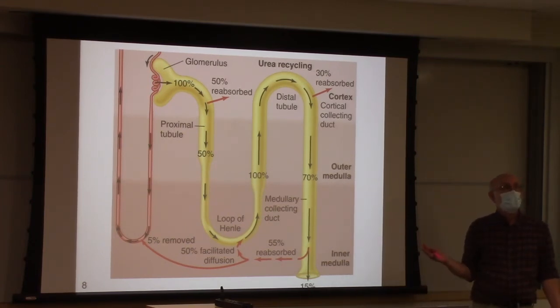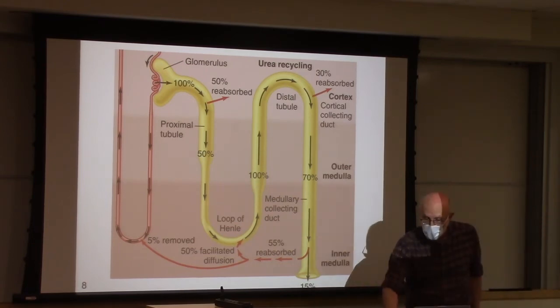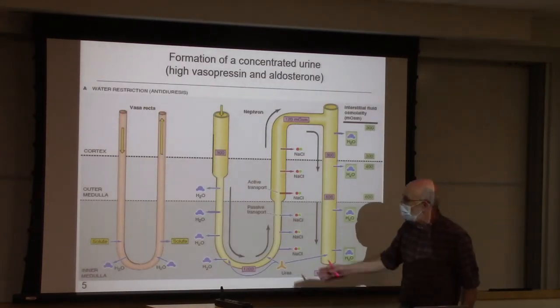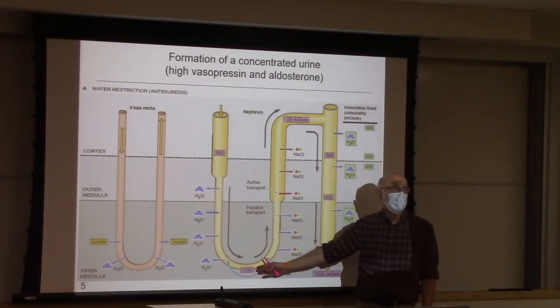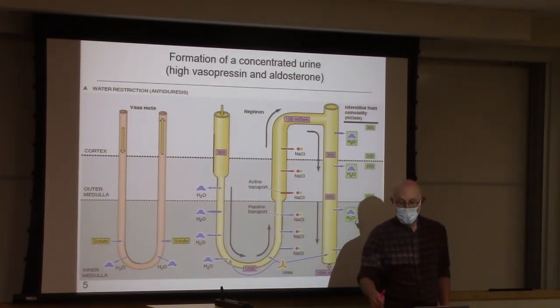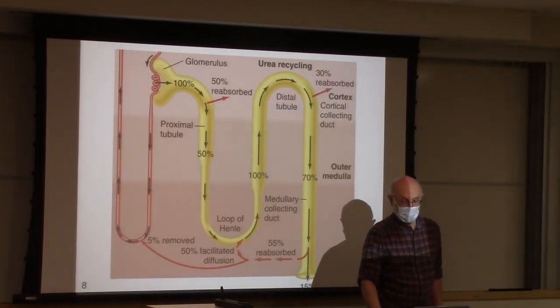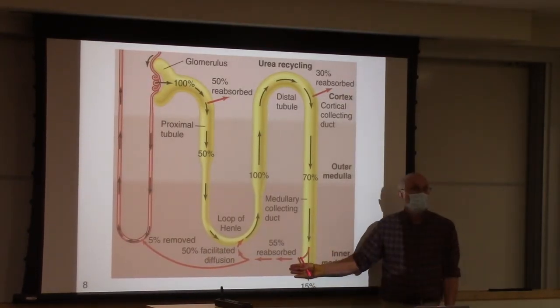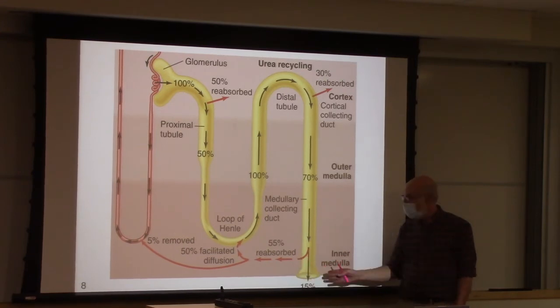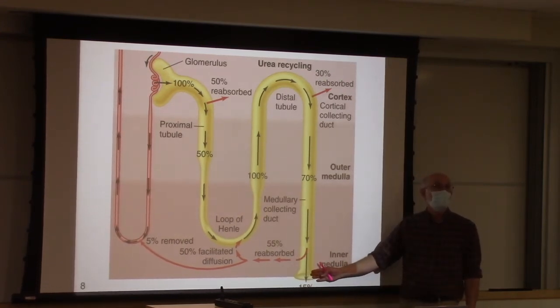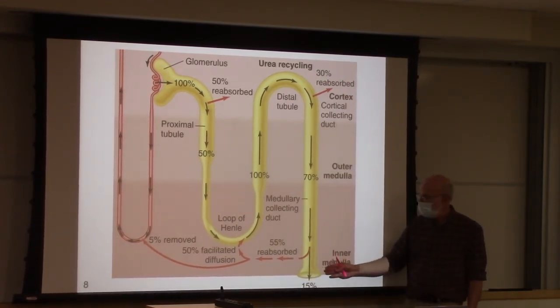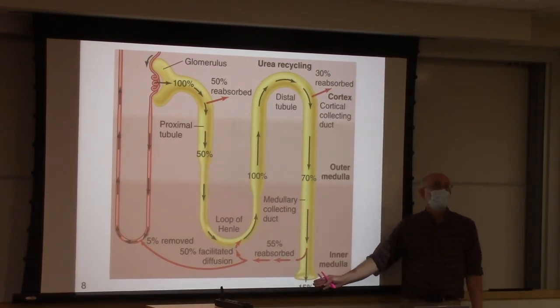But you can see why it would be helpful to have another solute. So in addition to having 1,200 milliosmoles of sodium chloride, if we added another 500 milliosmoles of urea, now we can make an even more concentrated urine. And as long as we excrete some of it for some of the time, we're okay.